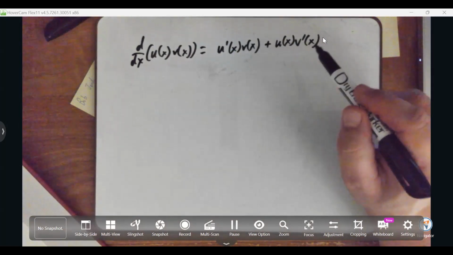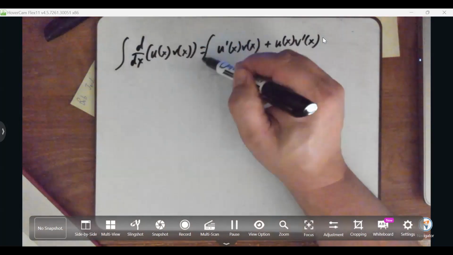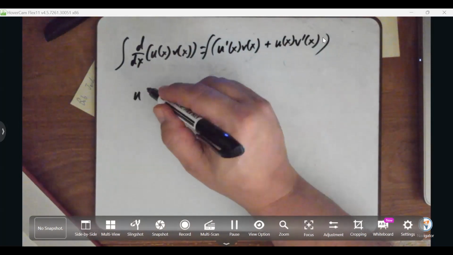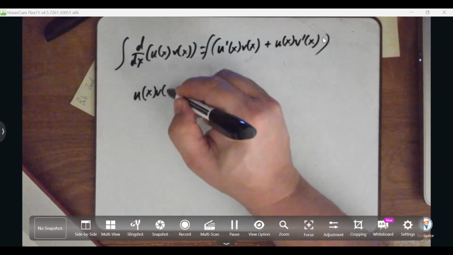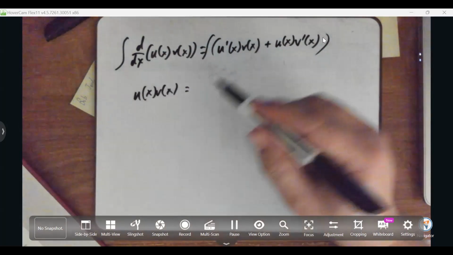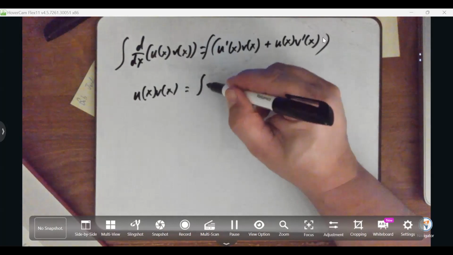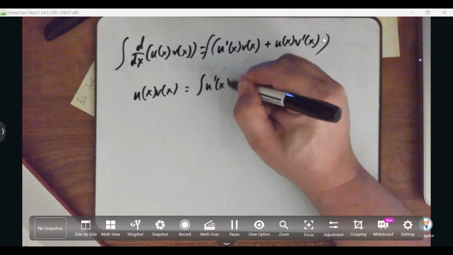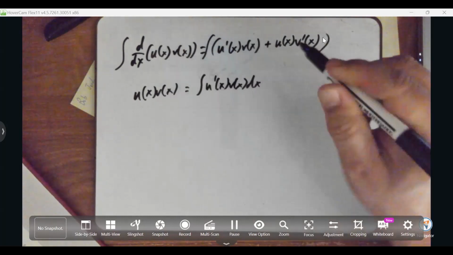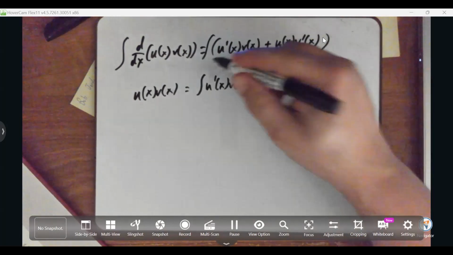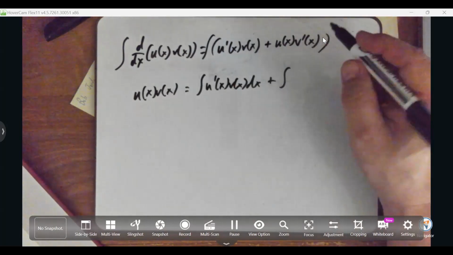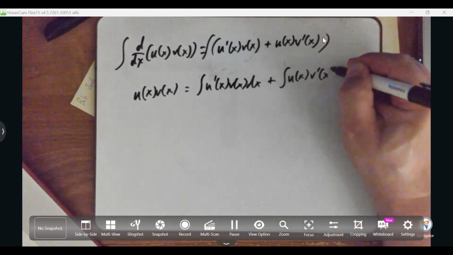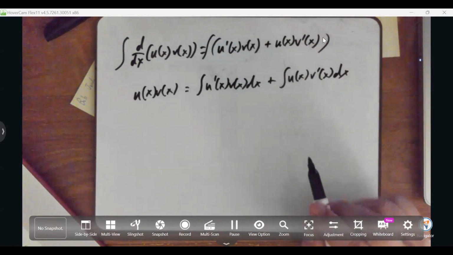And what we want to do is integrate both sides. Okay, well, this side just gives us u of x v of x, so that's easy. This side gives us the integral of u prime of x v of x dx plus the integral, right? An integral of a sum is the sum of the integrals. Integral of u of x v prime of x dx.